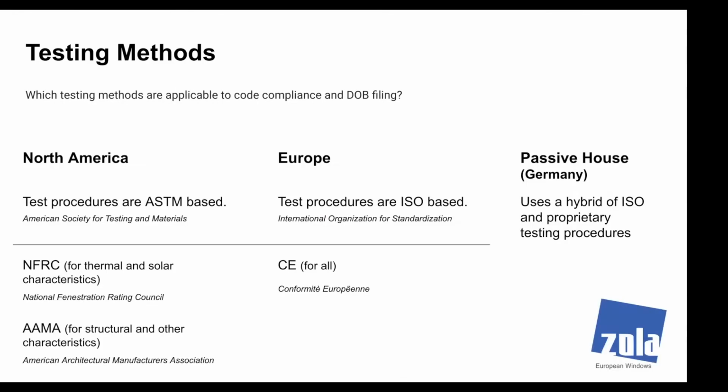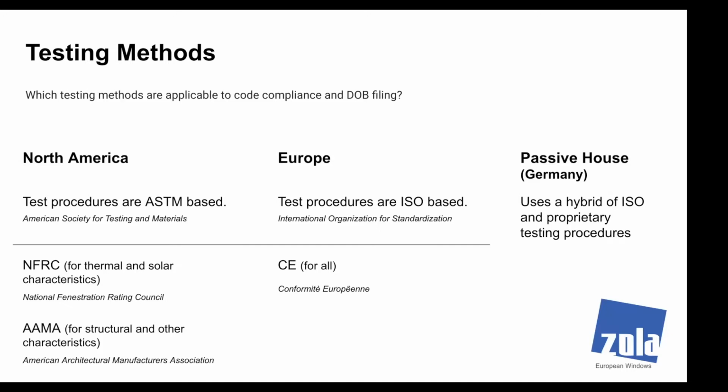If you are applying these types of criteria to a DOB paper submission, then you're going to be in the North American testing, ASTM-based NFRC. If you're going to be in the European, or if you're going to use Passive House, then Passive House Germany is going to be asking more for the CE values and the ISO values out of Europe, because they're going to be asking for the component-based metrics, which the NFRC values don't provide.